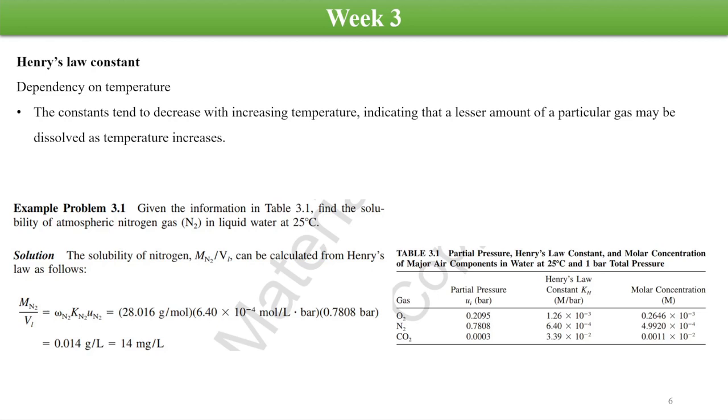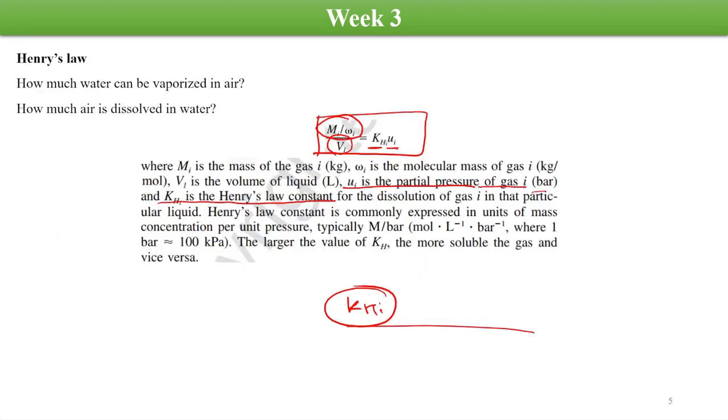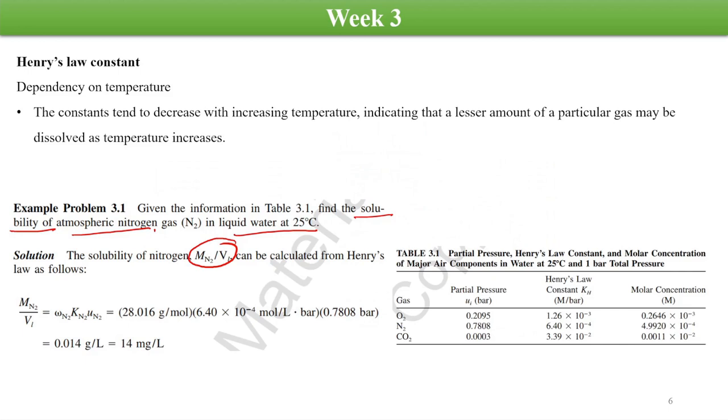liquid water. We'll determine the solubility of atmospheric nitrogen gas in liquid water at 25 degrees Celsius. The solubility is nothing but the mass of the gas which is dissolved, in kilograms, divided by the volume of the liquid. So here we'll solve this numerical. What's given here is that we can make use of table 3.1 to determine the Henry's law constant and the partial pressure Ui of that particular gas. We need to determine the solubility, so we'll determine the value of mN2 upon Vl.